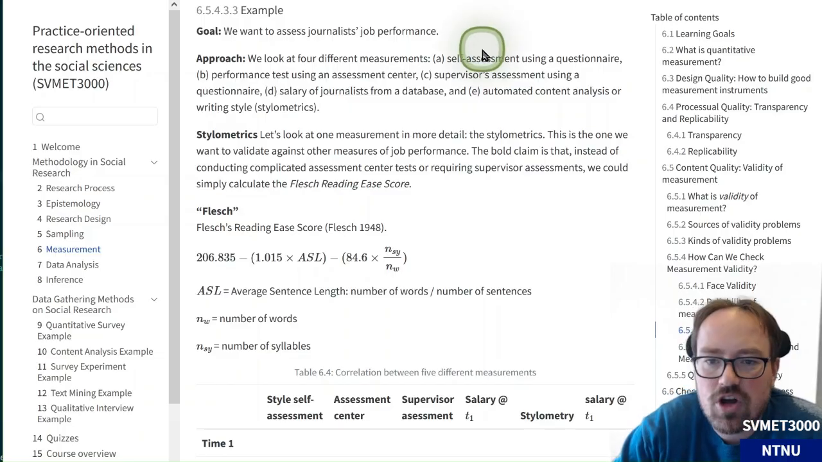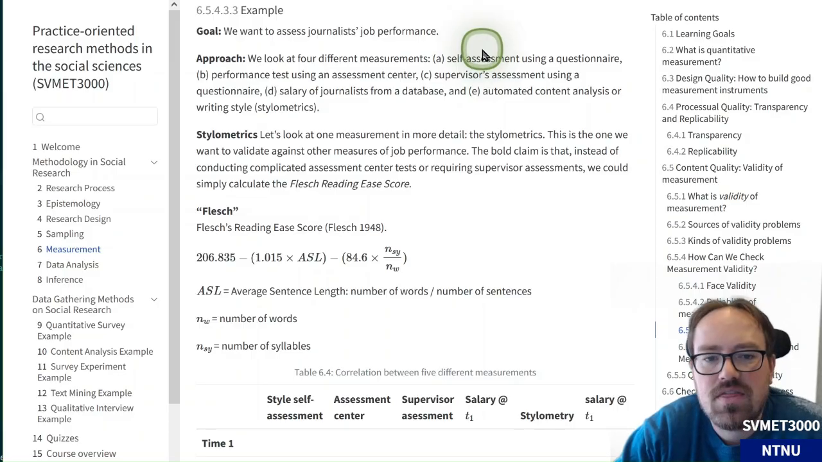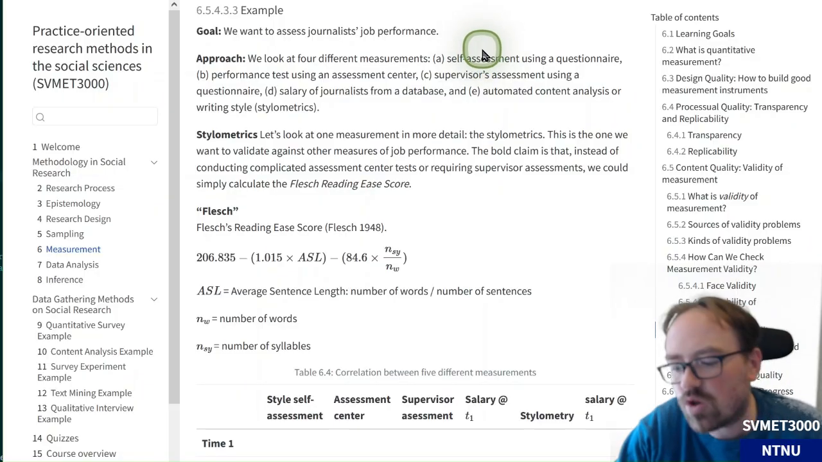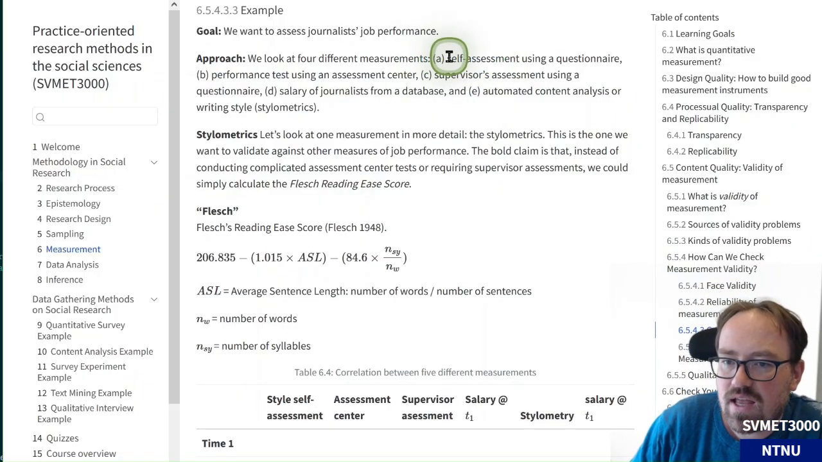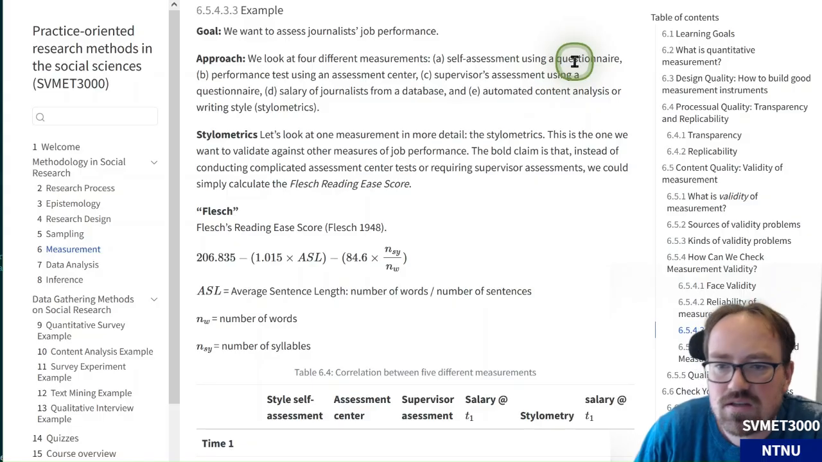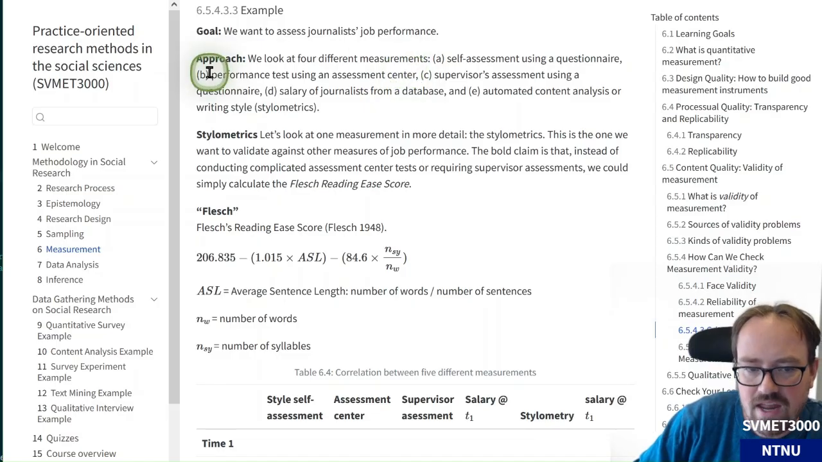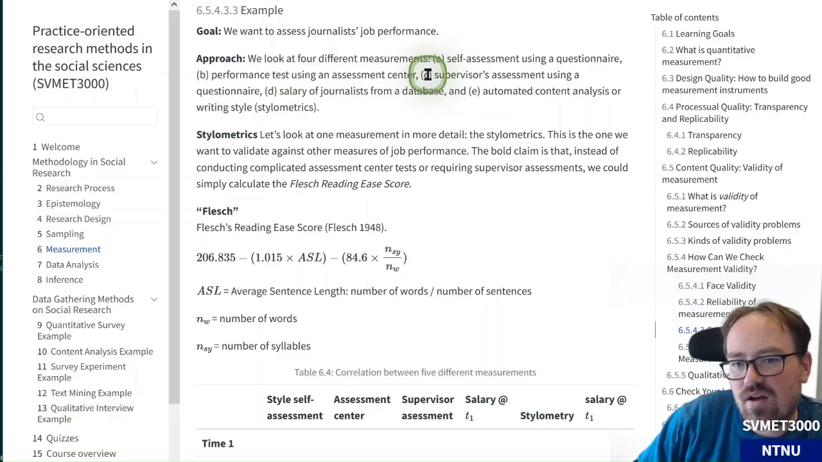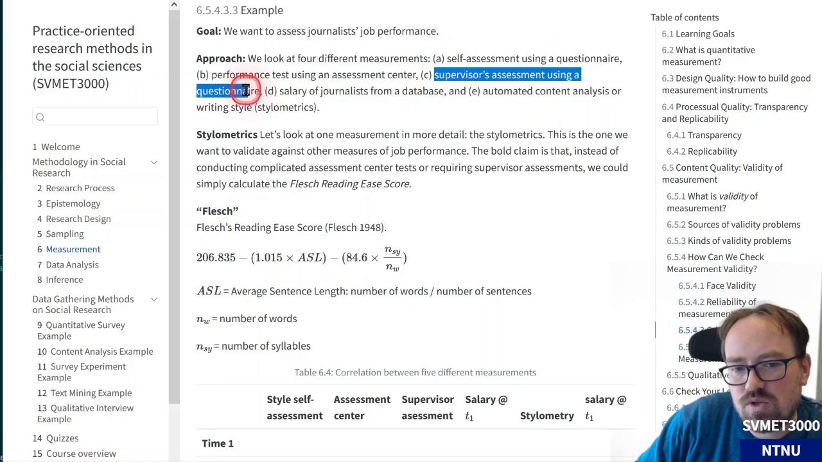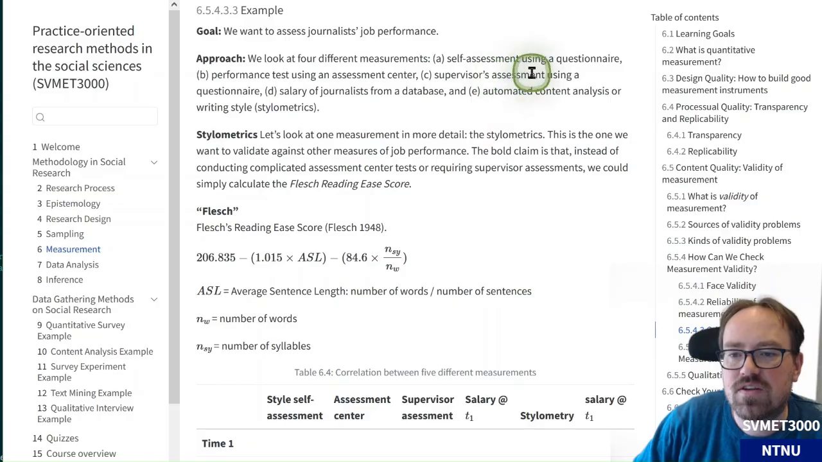Imagine you want to assess journalists' job performance in a news outlet. And there we look at 4 different measures that we compare and want to kind of learn what these measures do. One is a self-assessment by the journalist who in a questionnaire expresses themselves, how good is my job performance from my point of view. Then we have a quite robust performance test using an assessment center. Or we have a supervisor's assessment using a questionnaire, so we don't ask the journalists themselves to assess themselves, but their supervisors to assess them.